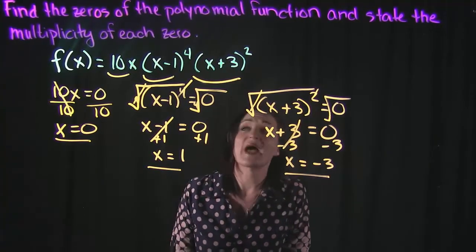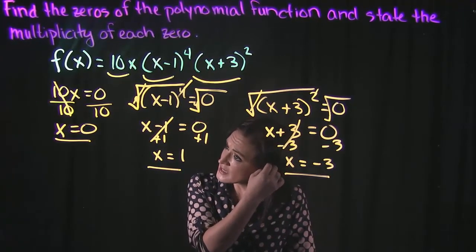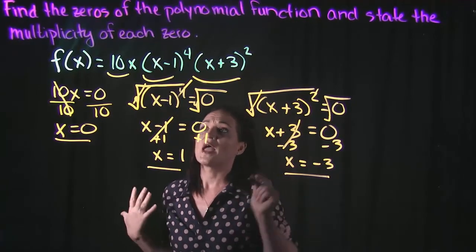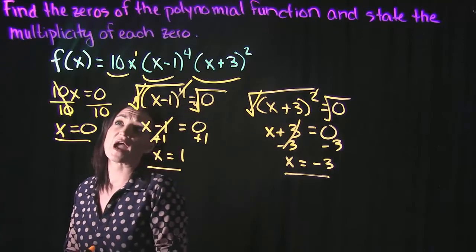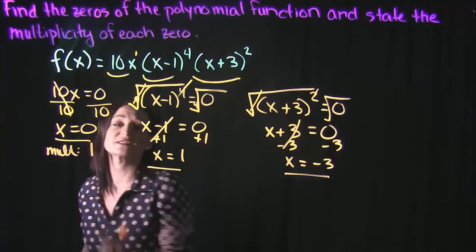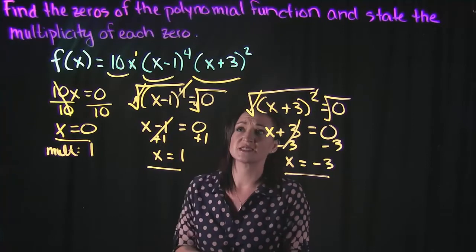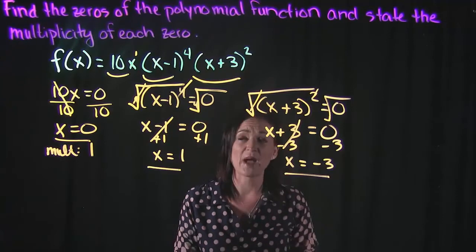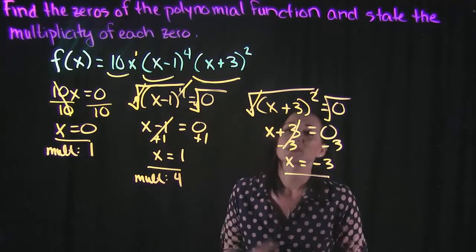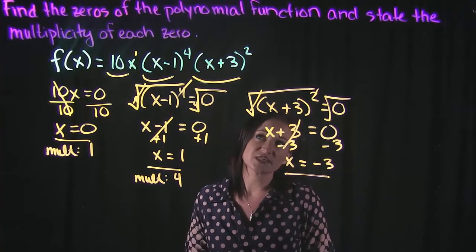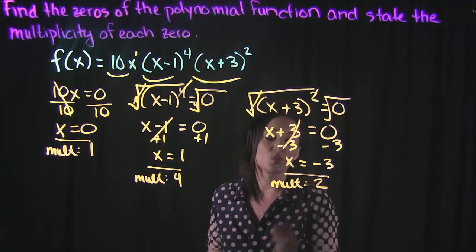The second part of this problem asked us to state the multiplicity of each zero. The multiplicity of the zeros is essentially the power of each one of them. So if we take a look at 10x, this is x to the first power, that is the highest degree of that factor there. So for this one here, we would say that the multiplicity is 1. For the (x minus 1) to the fourth power factor that we solved here, we got x is equal to 1. And because this was raised to the fourth power, that is the degree of this factor here, the multiplicity of this one would then be 4. For the (x plus 3) squared, because that's raised to the second power, the degree of that would be 2. So the multiplicity of this zero here would be 2.